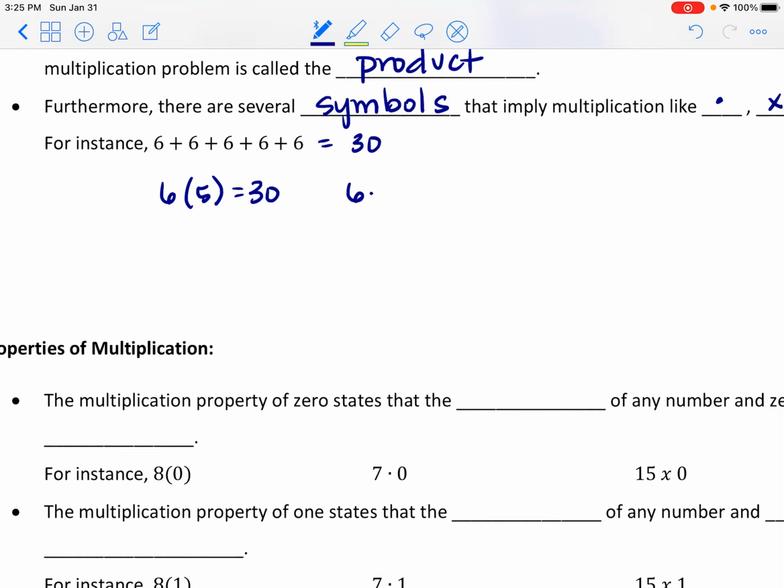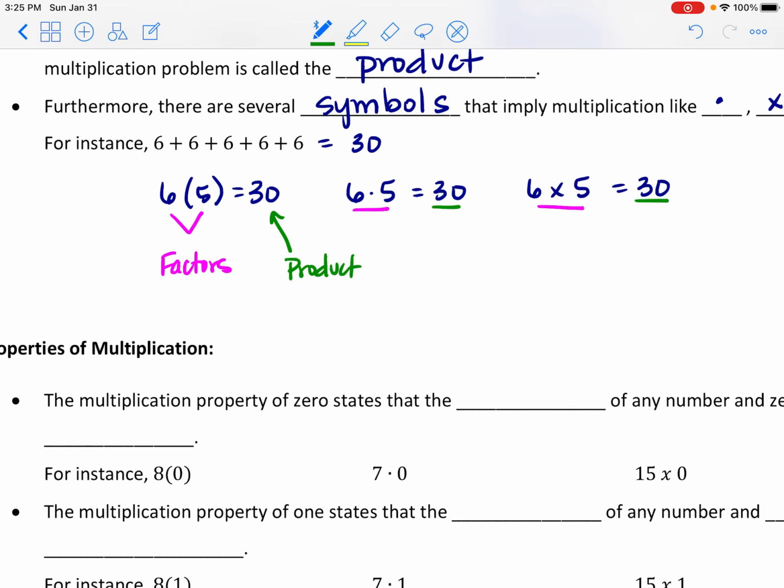Or we could say 6 times 5 using parentheses is going to equal 30. Or we could say 6 times 5 using the multiplication x is equal to 30. And again, in each of these cases, the 6 and the 5, these two numbers, are called the factors. So 6 and 5, those are the factors. And then the result of the multiplication, we call that the actual product. So the product is 30, okay? Whereas the sum was 30 if we were to just add all that out. So multiplication is supposed to be a shortcut for repeated addition, okay?